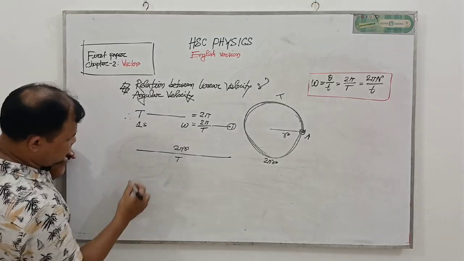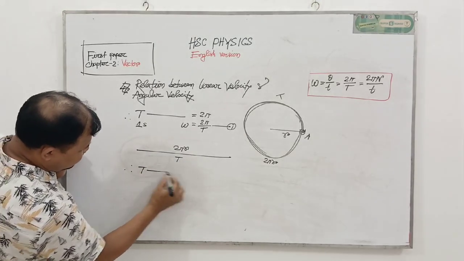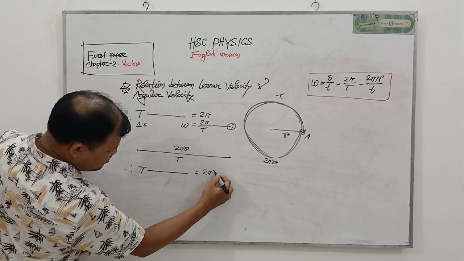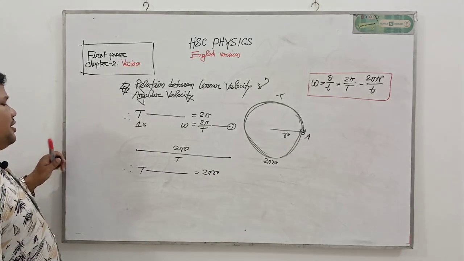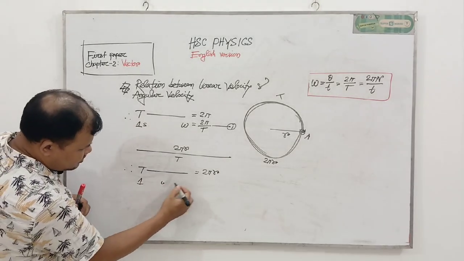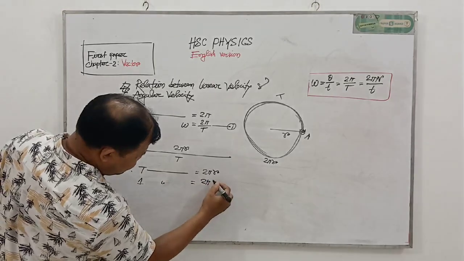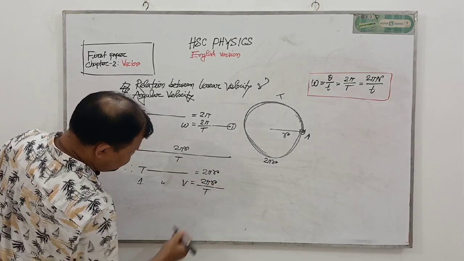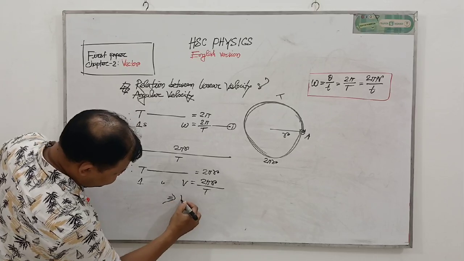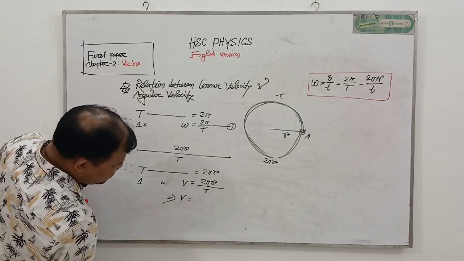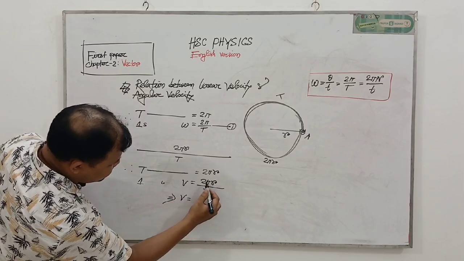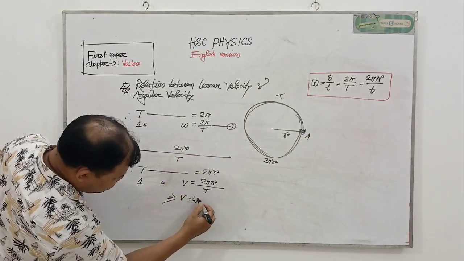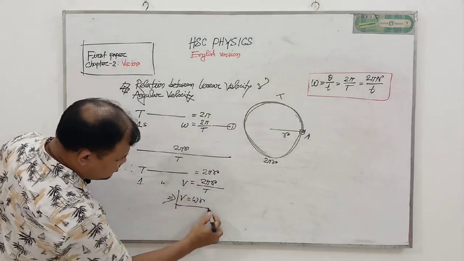Suppose the time is t. Again, if we measure for time t, the total distance covered by the body is 2πr. In 1 second, the distance will be 2πr divided by t. This is called velocity v. Okay, velocity v is equal to 2πr divided by t. The value of 2π divided by t is omega, so v equals omega r. So this is the special relation.